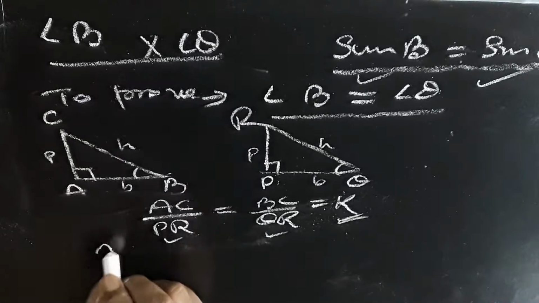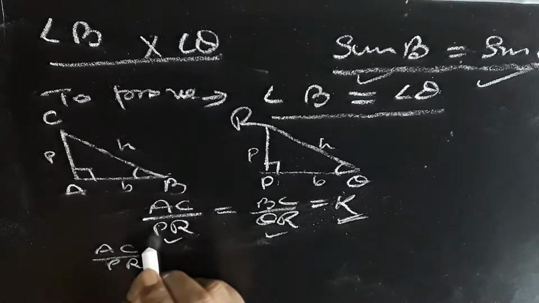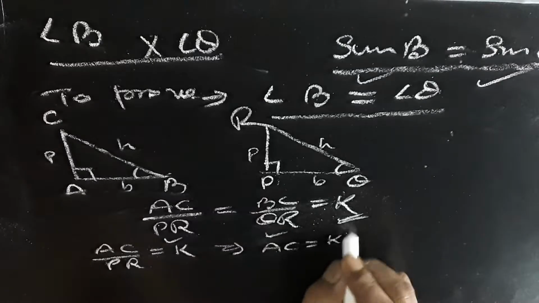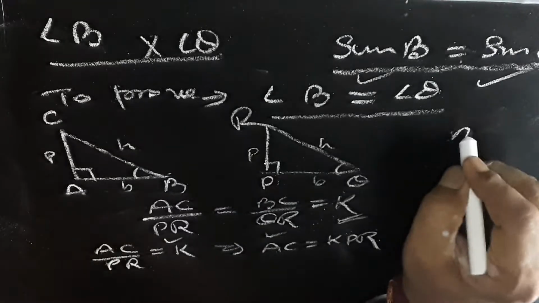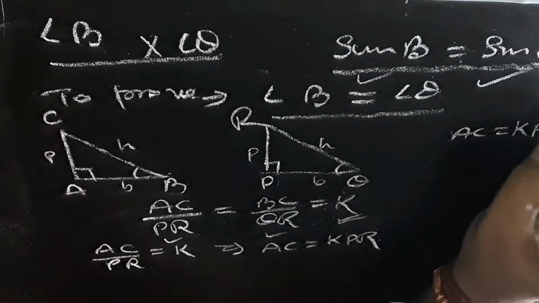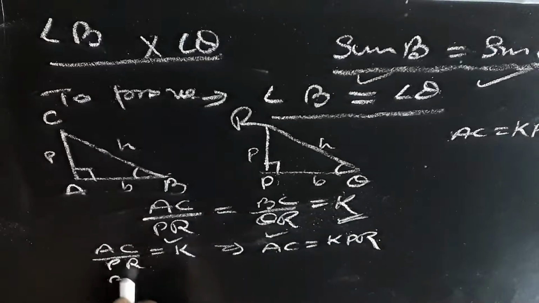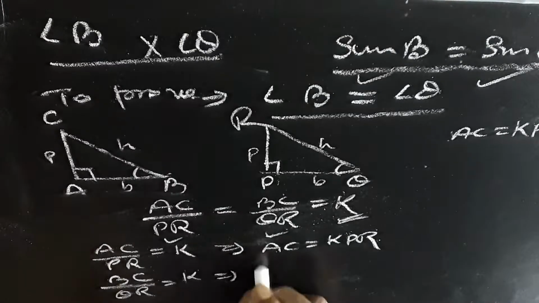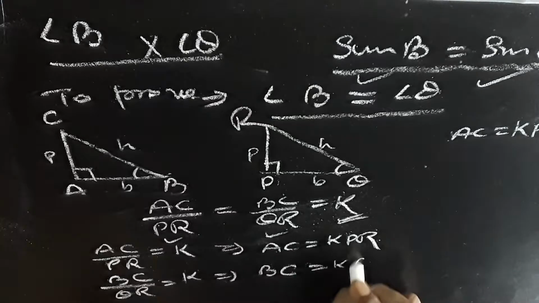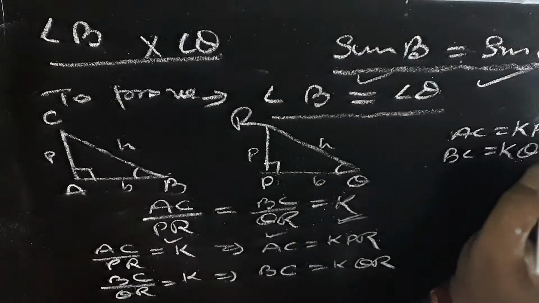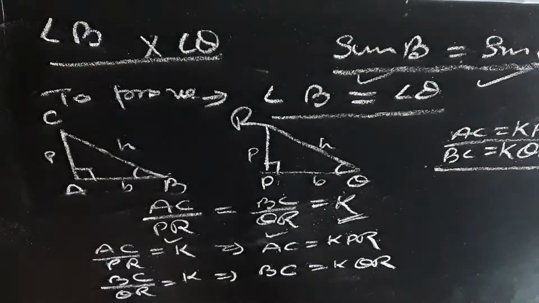If we take AC upon PR is equal to K, we get AC is equal to K into PR. Let us write here AC is equal to K into PR. Similarly, if we take BC upon QR is equal to K, then we will get BC is equal to K into QR. This we have written here.